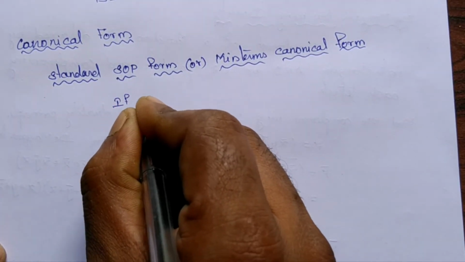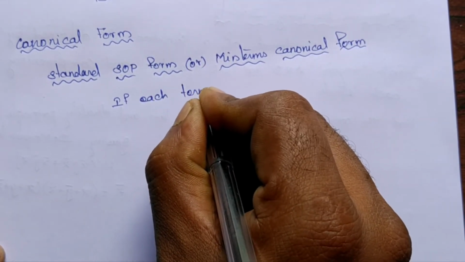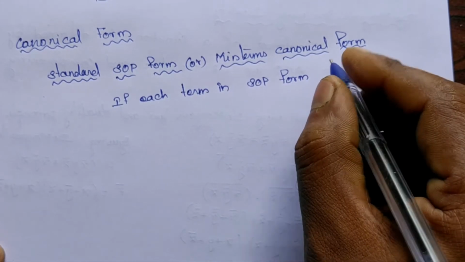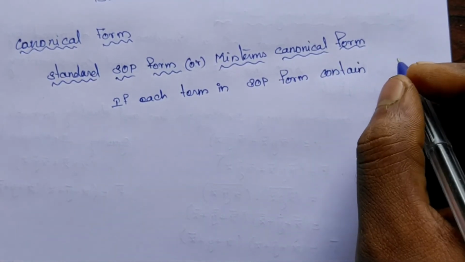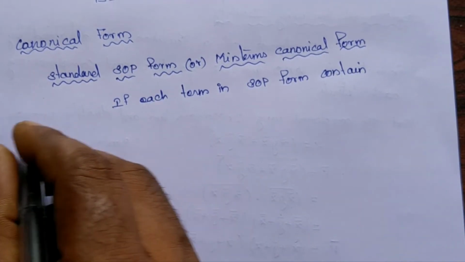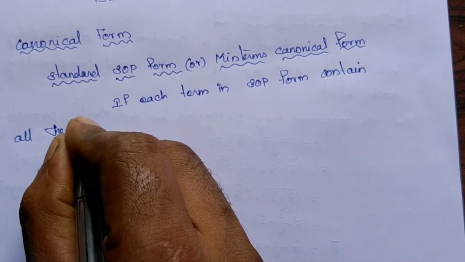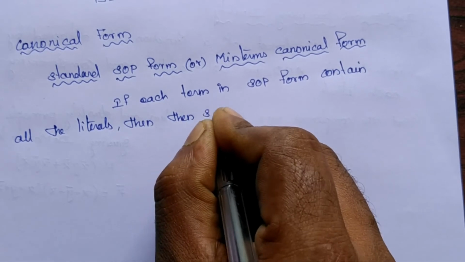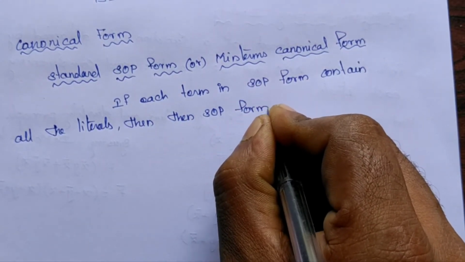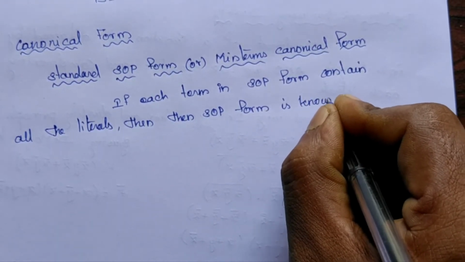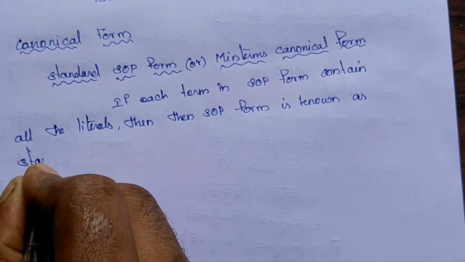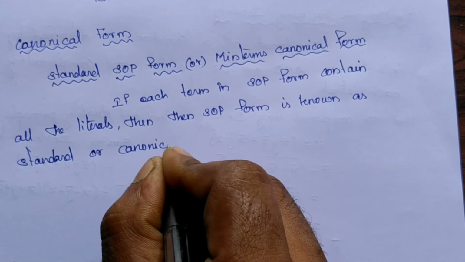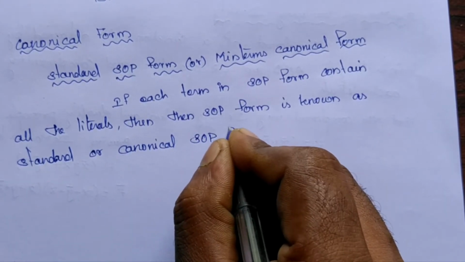So here, if each term in SOP forms contain all the literals, then the SOP sum of product form is known as standard or canonical SOP form.